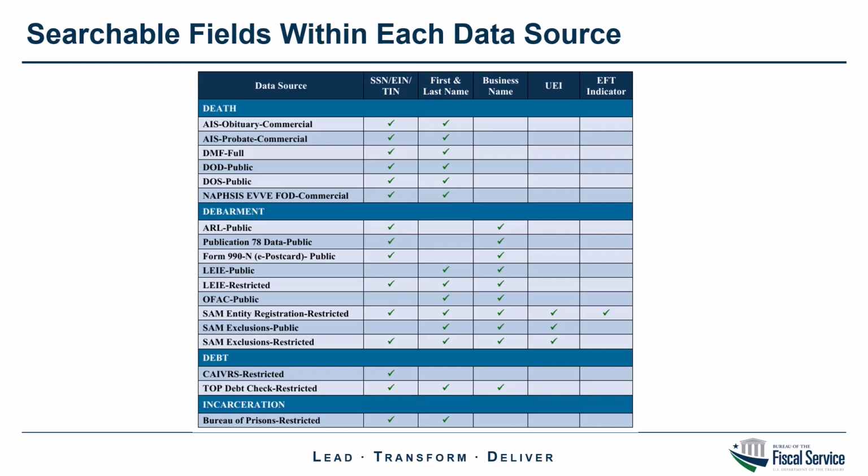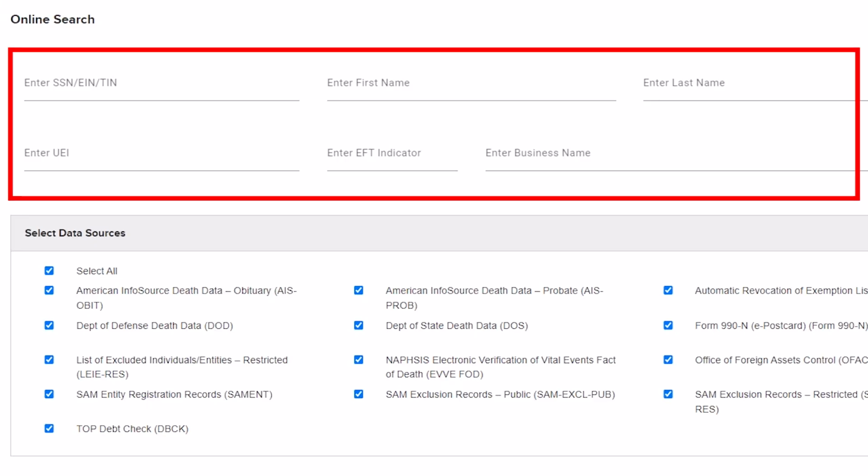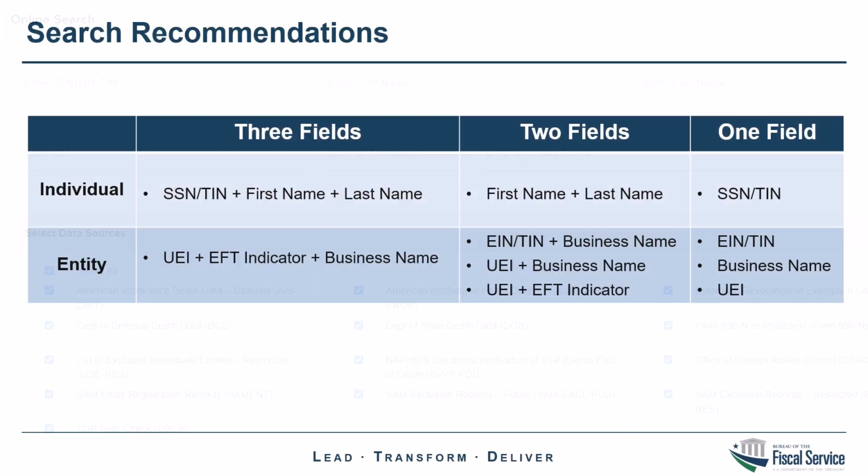Since the portal matching logic is dependent on the unique identifiers that are associated with each data source, Do Not Pay recommends that you search as many data sources as you are legally approved for. Use all available search fields that you have access to in order to receive the best results.